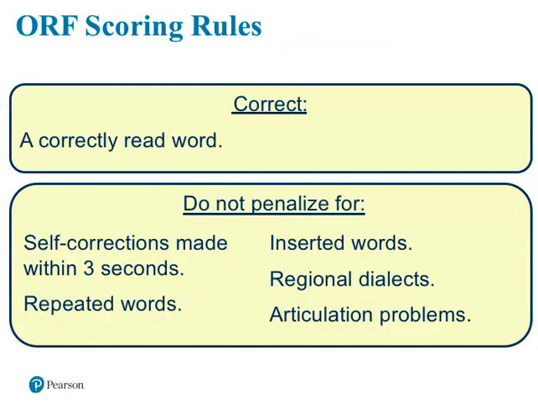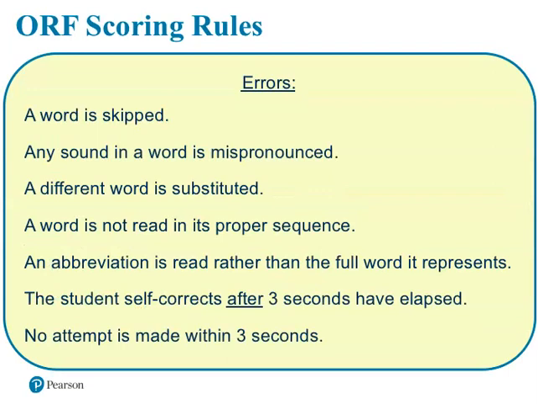Do not penalize for the following things: self-corrections made within 3 seconds, repeated words, inserted words, regional dialects, or articulation problems. Words are considered incorrect if a word is skipped, any sounds in the word are mispronounced, a different word is substituted, a word is not read in the proper sequence, an abbreviation is read rather than the full word that is represented, the student self-corrects after 3 seconds has elapsed, or has not attempted within 3 seconds. These are the administration and scoring rules for oral reading fluency.